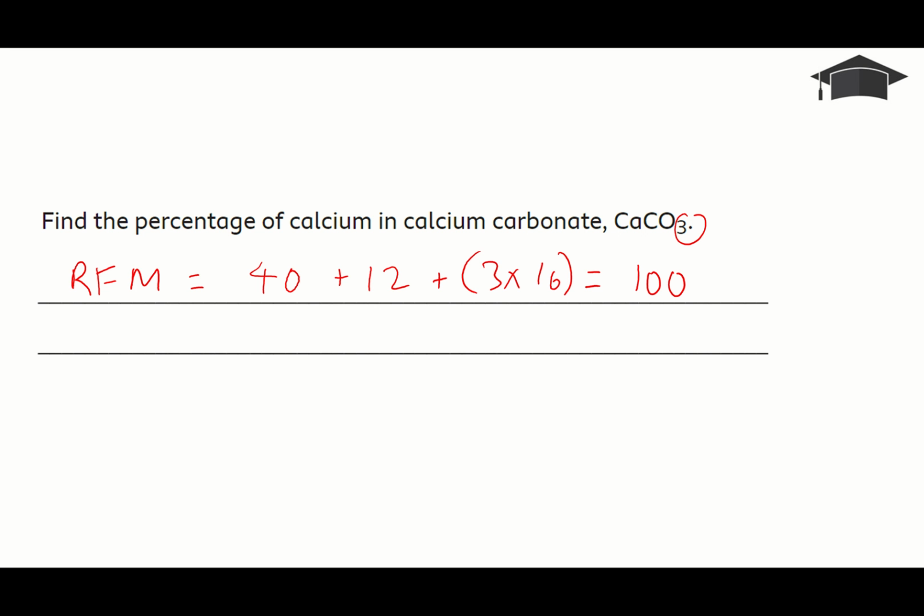Now if you're confused and you're thinking where are these numbers coming from, that's from the periodic table. Remember the bigger number is the mass number, and that's what we're using. Okay, now we've got the relative formula mass. We know the mass of calcium is 40.